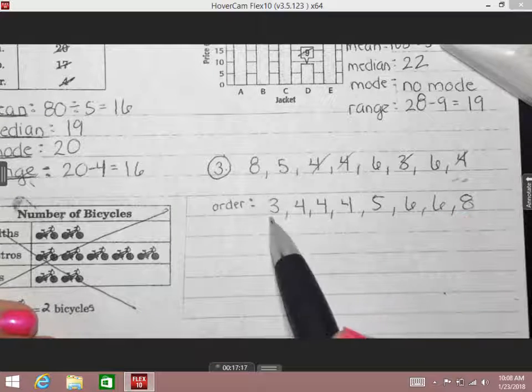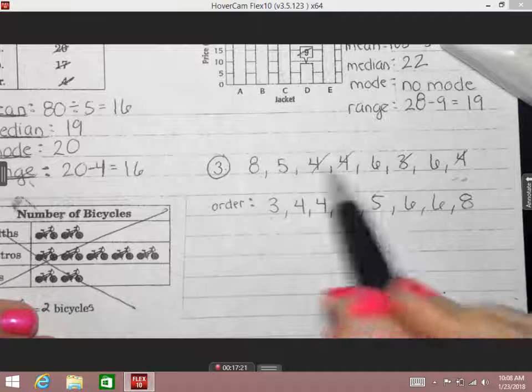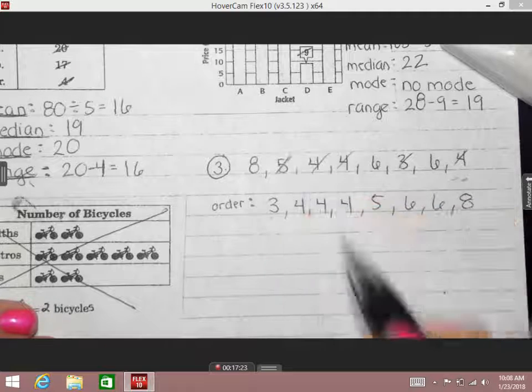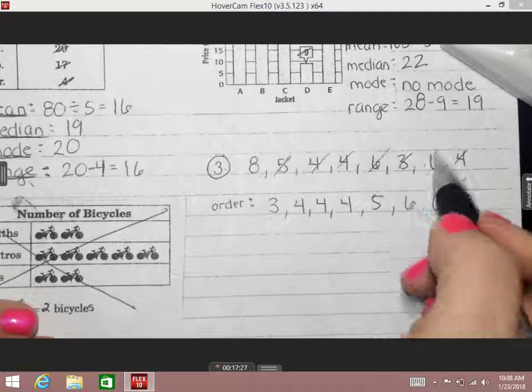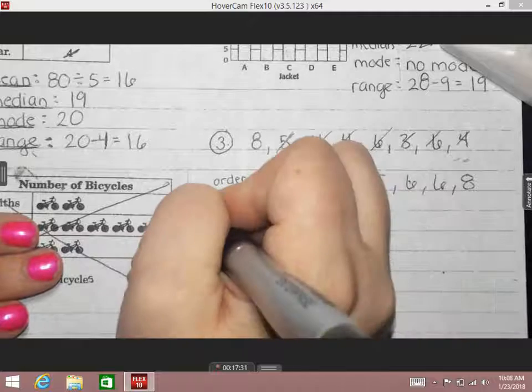3, 4, 5, 6, 6, 8. Okay, so we did 3, marked it out, put all 3 of the 4s, 4, 4, 4, mark them out, have our 5, make sure you don't miss the 5. There are 2 6s, so we write those down, and the 8. All right, so now let's start doing our calculations.